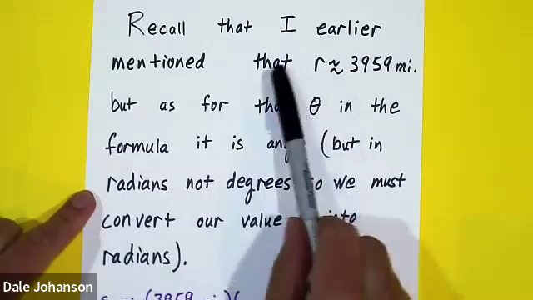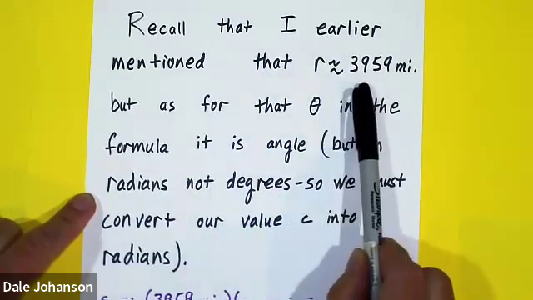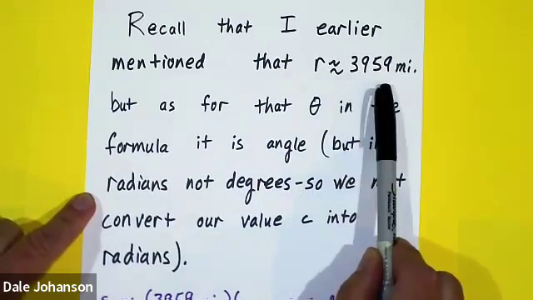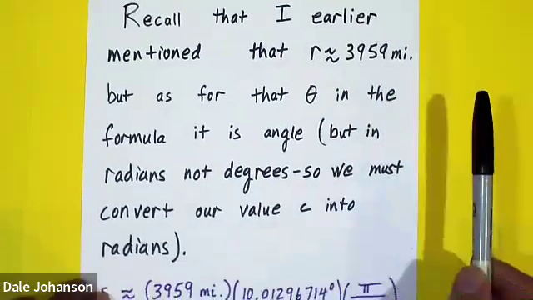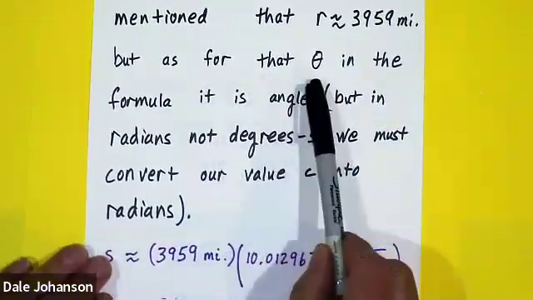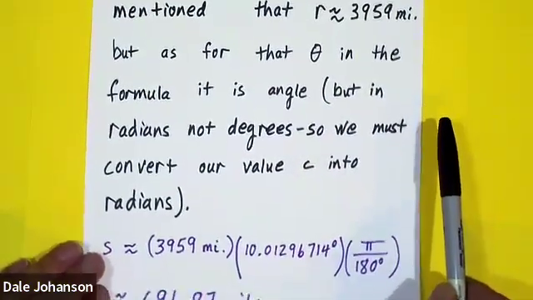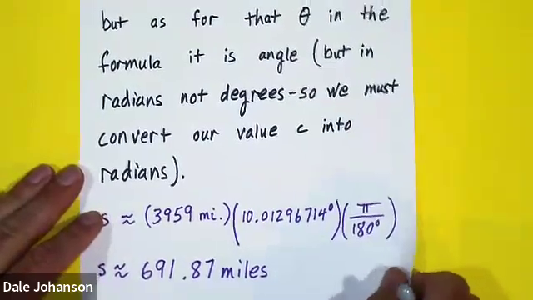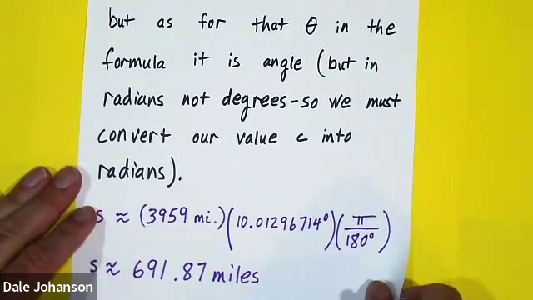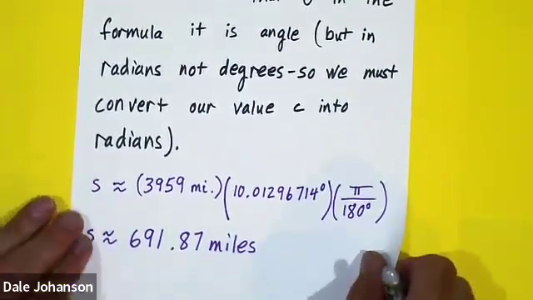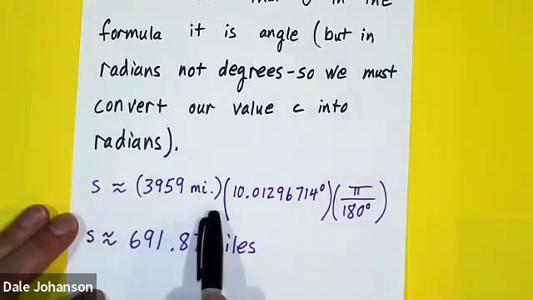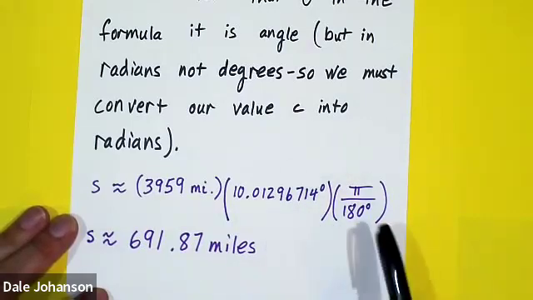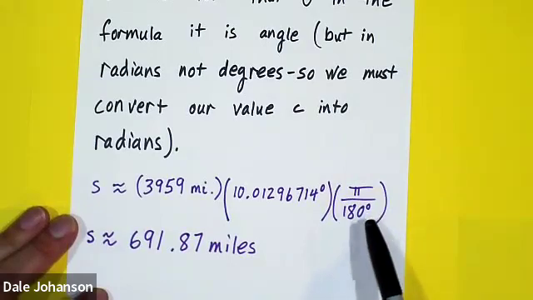But before we get there, recall that I earlier mentioned that R is approximately, the squiggly sign means approximately equal to, 3,959 miles. But as for that theta, I should say, in the formula, it is an angle, but it has to be an angle in radians, not degrees. So we must convert our value of C to radians. So what we have is this. There's my R value, and then I have the angle in degrees. How do we convert from degrees to radians? We multiply by pi over 180 degrees.